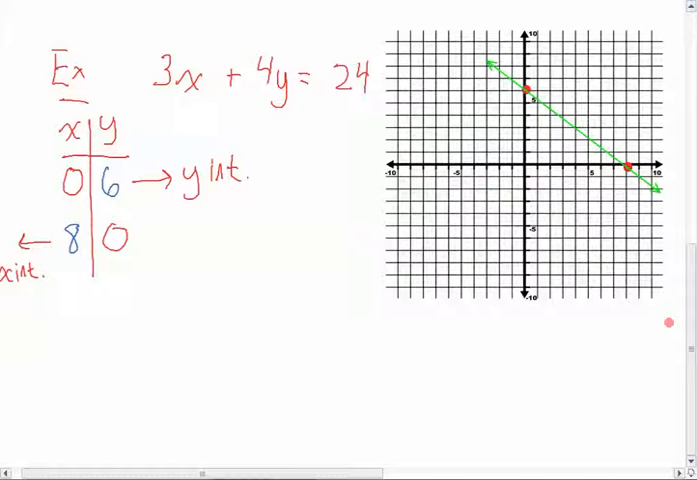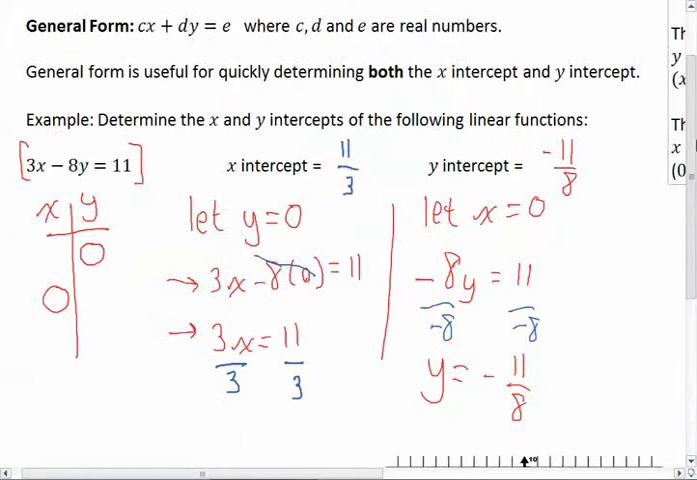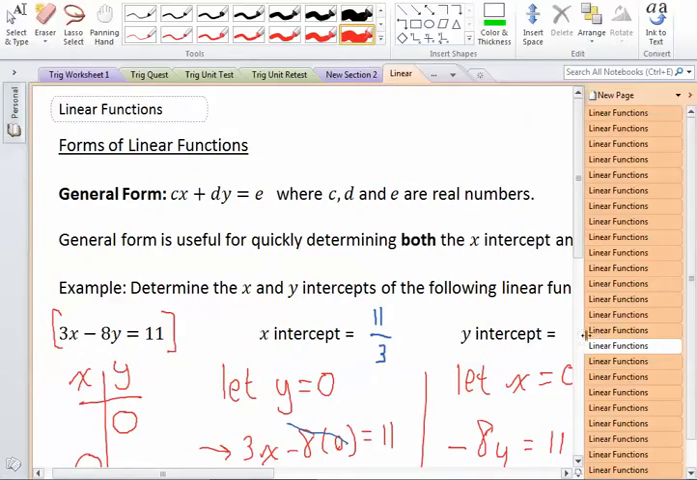So that's how fast we can graph things using the general form. It's just x-intercept, y-intercept, plot the points, draw a line through them. So really fast and easy to do. Any questions with general form? All right, we're looking good. So moving on.